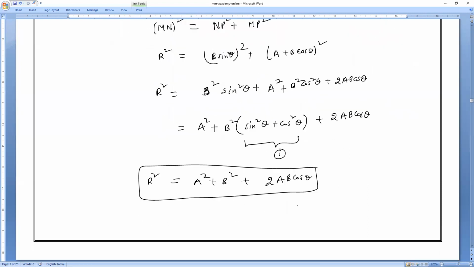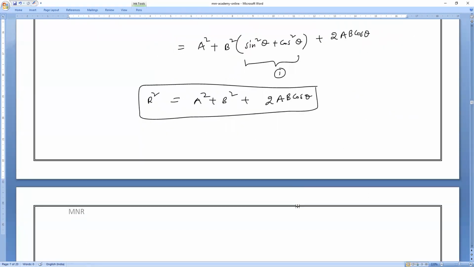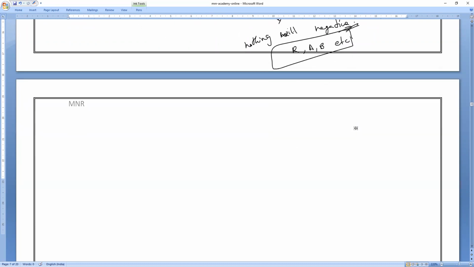Now we want to find the magnitude. You have to remember that these terms will never be negative. Nothing inside this will be negative. If you take R, B, or A, all of them are never negative. They are all positive. Now I want to find the magnitude. Magnitude means how to find R, everybody?